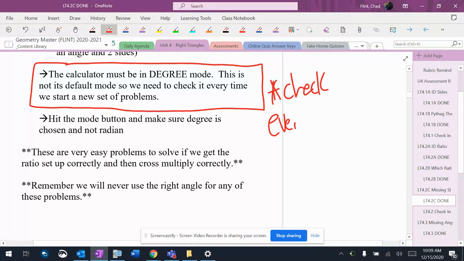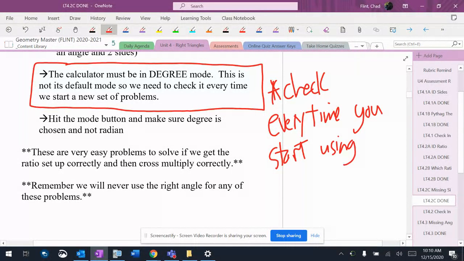every time you start using sine, cosine, tangent. That doesn't mean every problem. It means if I sit down and I'm going to do some trigonometry for today, then I'm going to hit the mode button. And then if I don't do any trigonometry for 2 days, when I start again the next 3rd day, I'm going to hit the mode button.